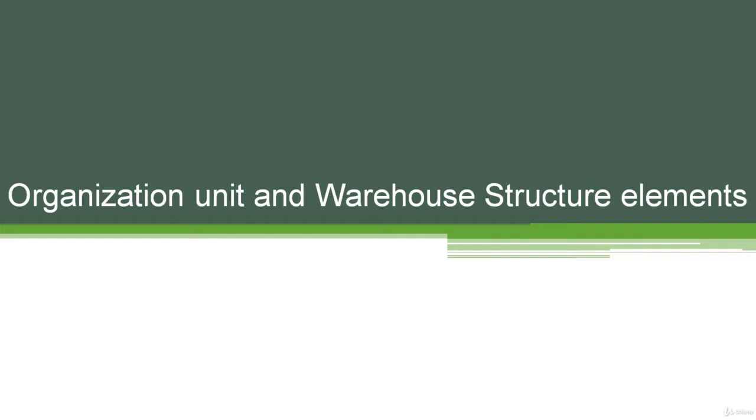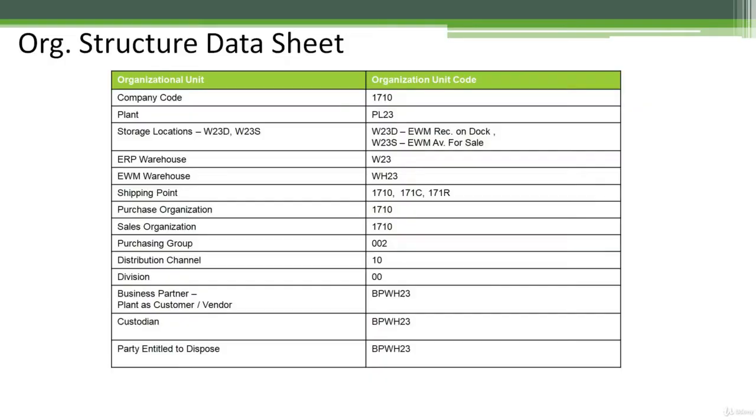We are going to go through the organization unit that we are going to use for testing of model company and best practice scenarios of EWM provided by SAP in 1909 system. We will also go through the different structure elements that exist in a warehouse and the ones we are going to use for testing all our 1909 best practice processes. Let us first go through the data sheet.